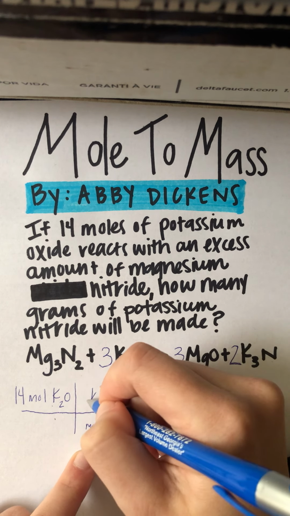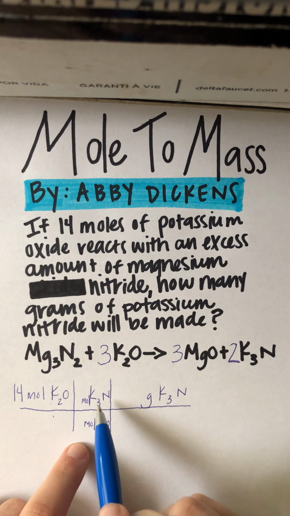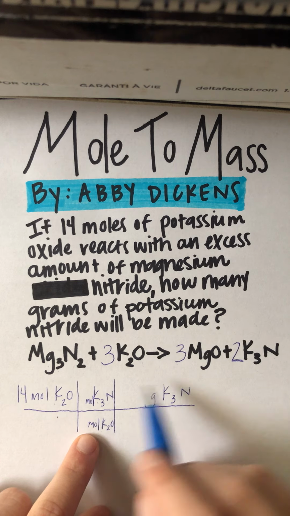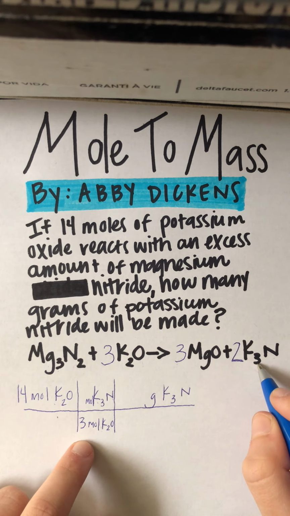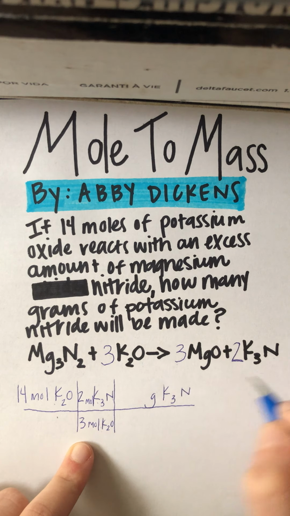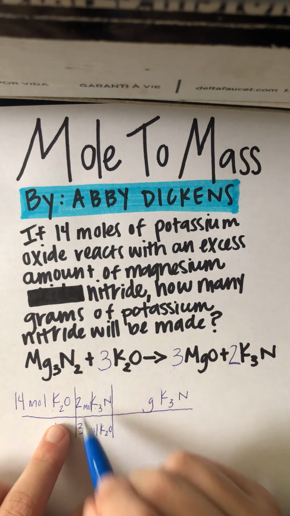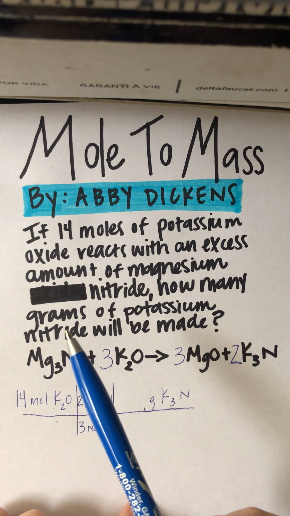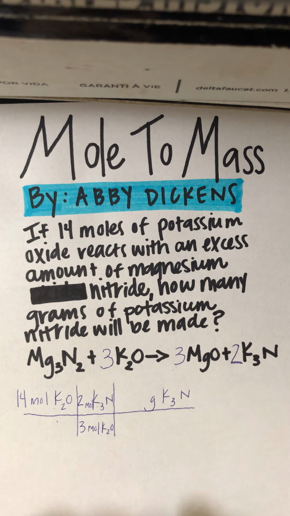Well, let's now check. Oh, forgot moles. Now let's check and see how many moles of K3N we have per K2O. For K2O, we put a 3 in front, so we're going to put 3 moles, and then there's a 2 for potassium nitride. So now we have our mole-to-mole ratio, but now we have to convert our moles to grams since we're going from mole to mass and we want to end up with our mass.